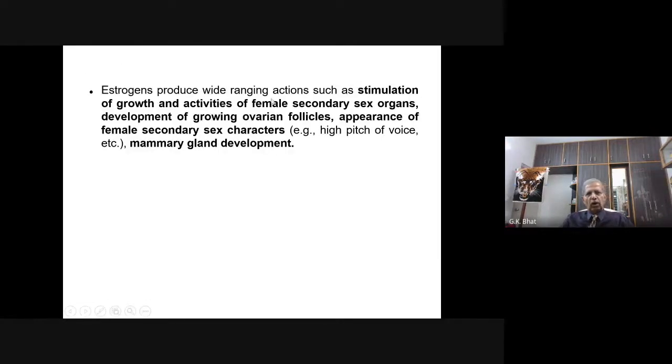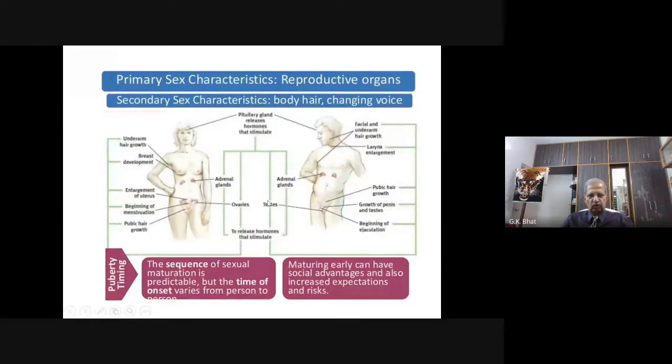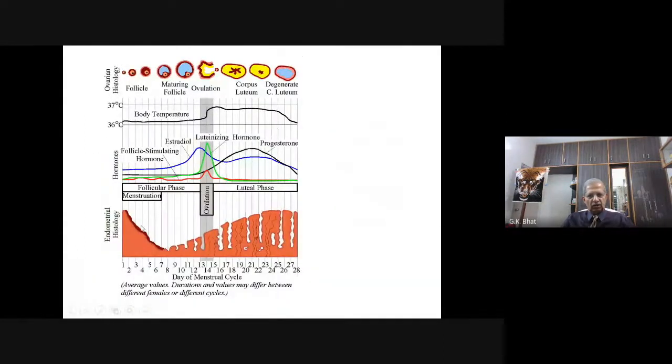Estrogen produces wide-ranging actions such as stimulation of growth and activities of female secondary sex organs, development of growing ovarian follicles, and appearance of female secondary sex characters like high-pitched voice, mammary gland development, etc. Again, all these you are going to study in detail in the 12th standard. This I have already shown you, and this is the menstrual cycle and the hormones concerned with it.